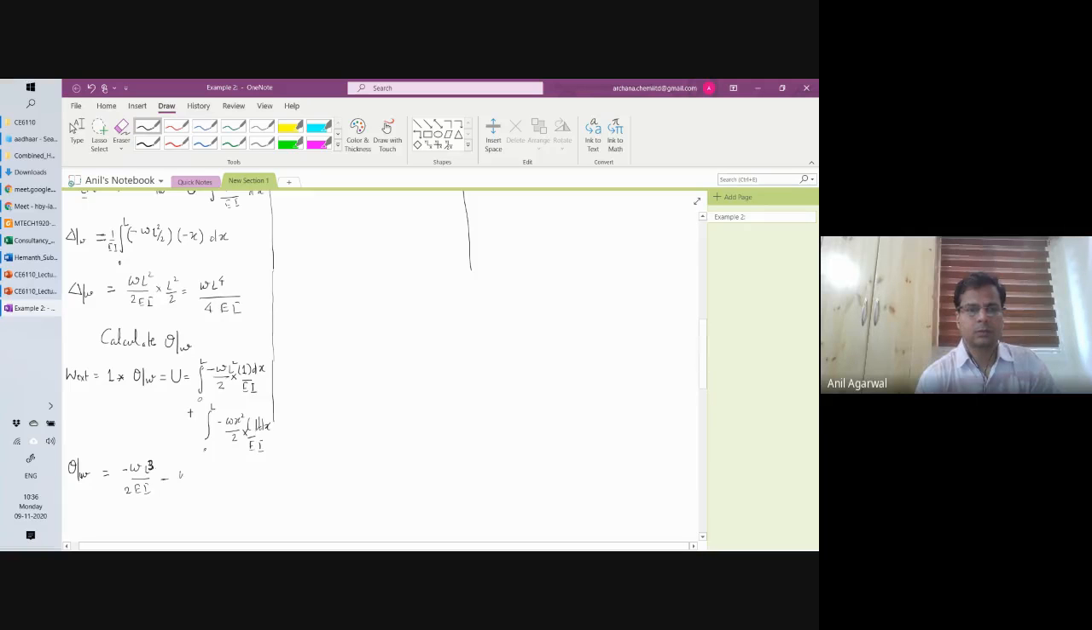Again, minus W, this will be x cube by 3. So x cube, so that will be L cube by 6. That 3 multiplied by this 2, 6 EI. Okay. This is 1 by 2 plus 1 by 6. How much is it? This is 1 by 2 plus 1 by 6, right? 2 by 3.